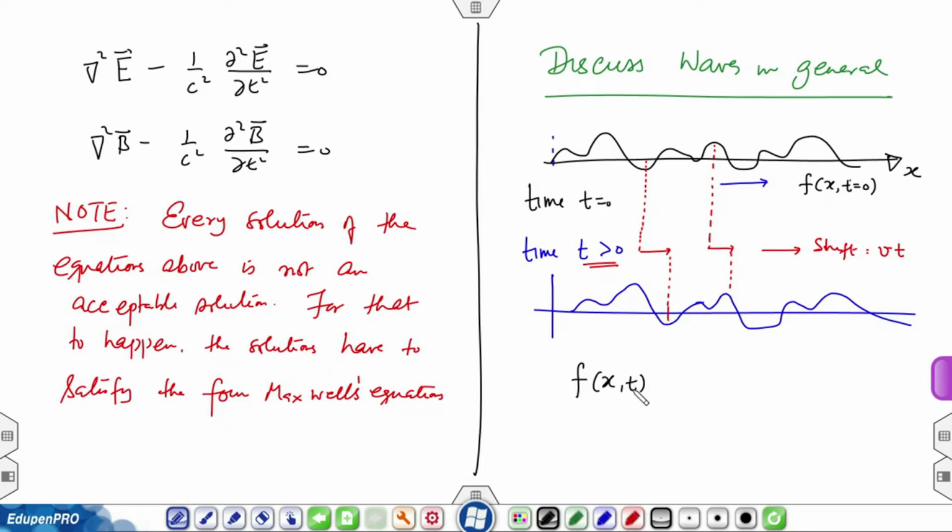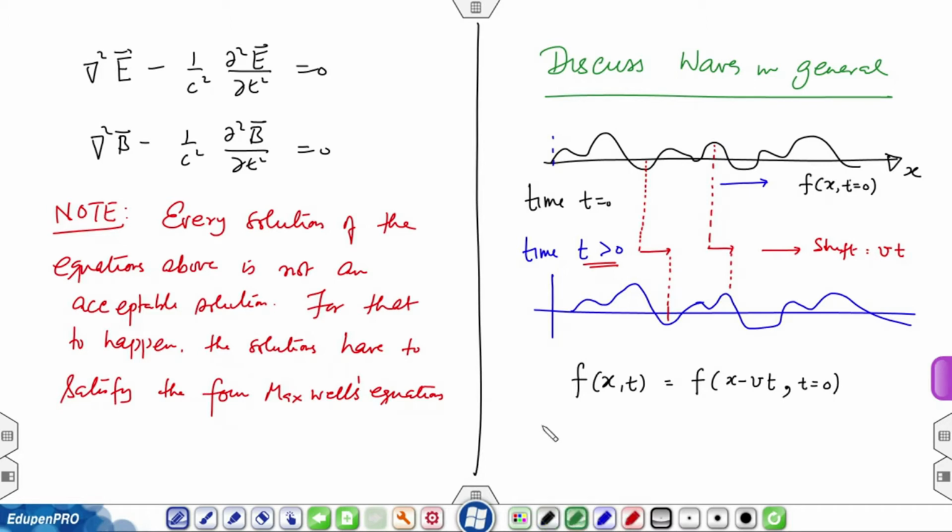How does this function look after time t? Because the whole thing is shifted, as a function of x it looks like f(x minus vt) at time t equal to 0, because it is shifted to the right by vt. So, if I shift it back, at each x the displacement now is what it was at x minus vt at time t equal to 0. So, that is the meaning of this.